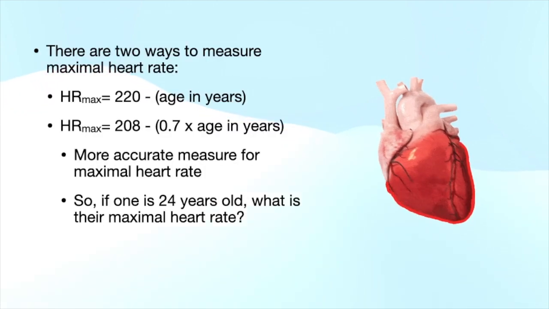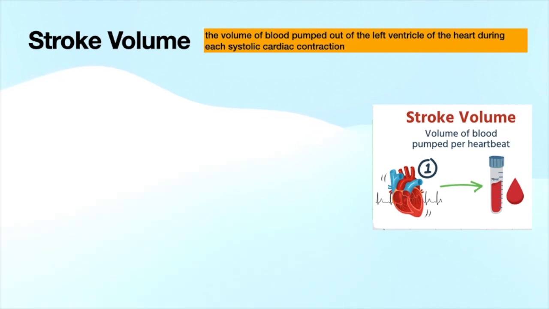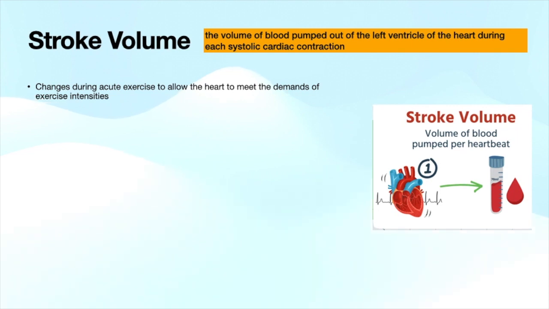The next response we'll be looking into is your stroke volume. Stroke volume is the volume of blood pumped out of the left ventricle of the heart during each systolic cardiac contraction. In other words, stroke volume is the volume of blood pumped per heartbeat. So every time our heart pumps, the stroke volume is the amount of blood that is pumped out of that ventricle, right?